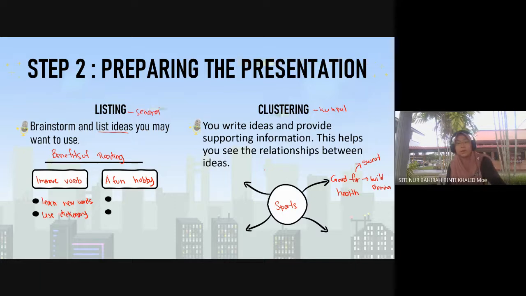Okay, so from here, you can develop your points, you can identify. So maybe this is going to be your first point, and then this is going to be your second point. And maybe you have a point that you don't like, so you can just cross it out. Okay, so here, this is an example of listing and also clustering. So when you're preparing your presentation, you can use these techniques or these strategies to prepare for your speech.